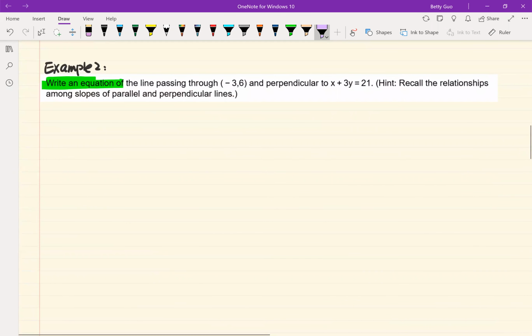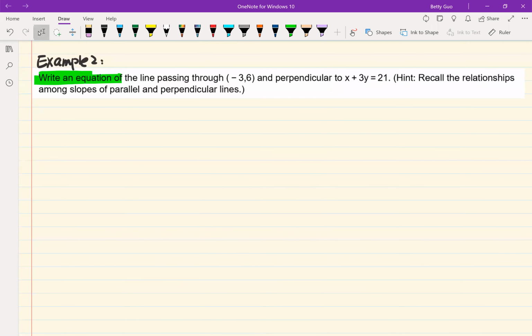Example 2 is similar but different. Some parts are very similar. In example 2, we are also looking for a straight line. The line satisfies 2 conditions. Condition 1, the line passes through the given point (-3, 6). The second condition, the line is perpendicular to the given equation x plus 3y equals 21.